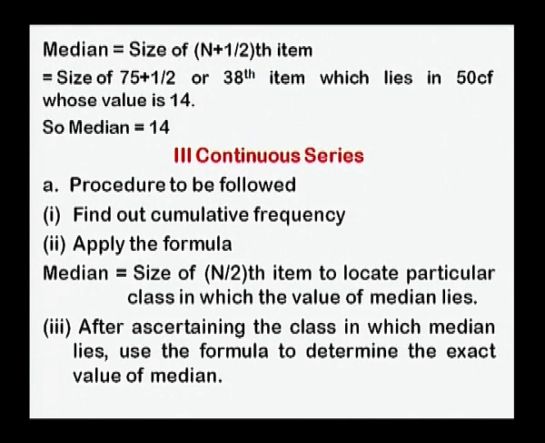Now, it is very interesting to note that so far as the formula applied in respect of continuous series is concerned, we never add 1 to n so as to locate the item in which the median lies. Simply n is divided by 2 so that we can locate the particular class interval in which the value of the median lies. After that, we have to ascertain the class in which median lies, and use the formula to determine the exact value of median.